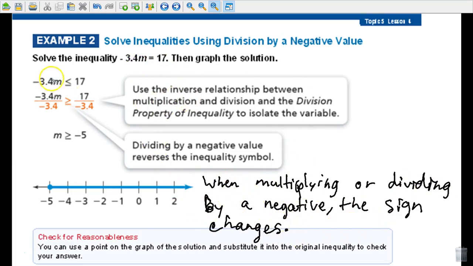What I mean by that is, look, we have multiplication here, so we have to divide. And we're dividing by a negative because that's what's there. It goes from less than or equal to, to greater than or equal to. And it's the same exact thing we did before. Okay? So let's do some examples.